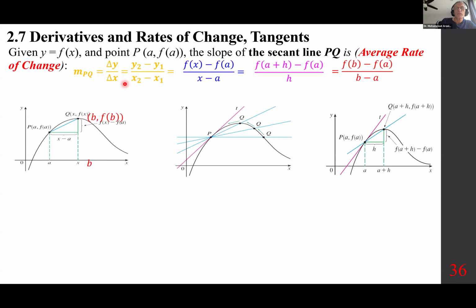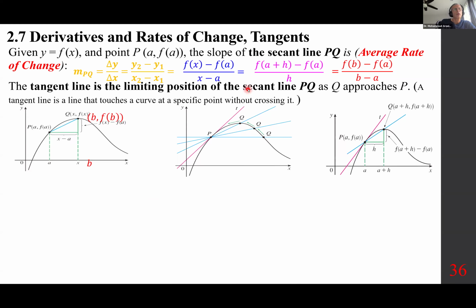Now, you have 2 points. You have the secant line. And as you move the second point Q closer and closer to P, it gives rise to the red line, which is the tangent line. So the tangent line is the limiting position of the secant line PQ as Q approaches P. A tangent line is a line that touches a curve at a specific point without crossing it.